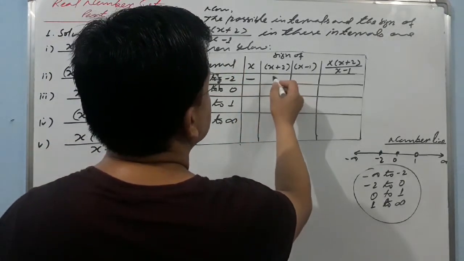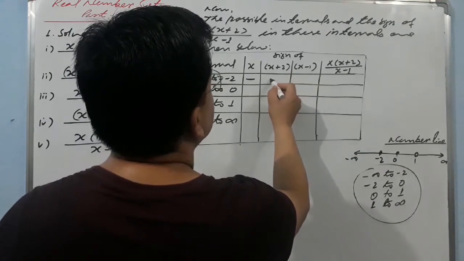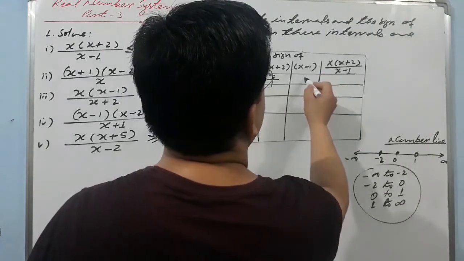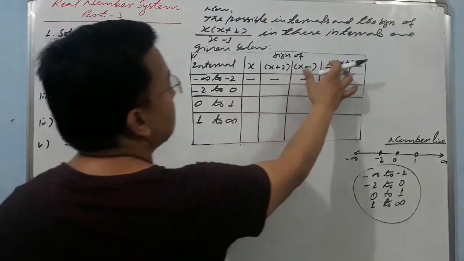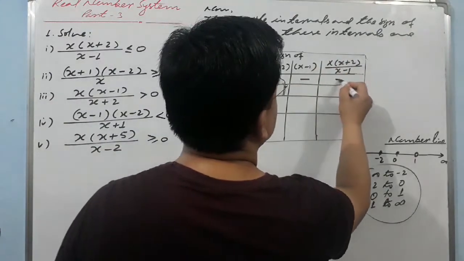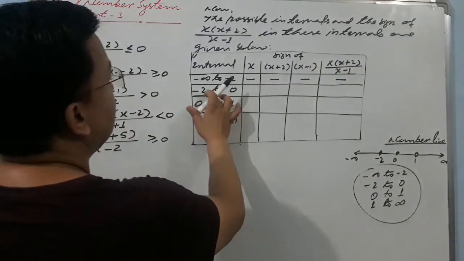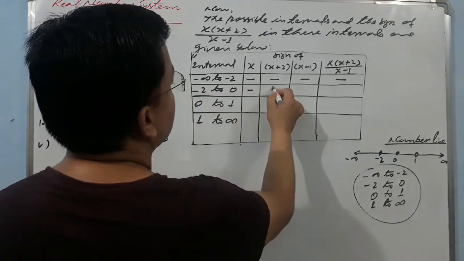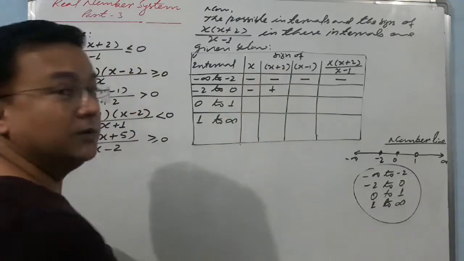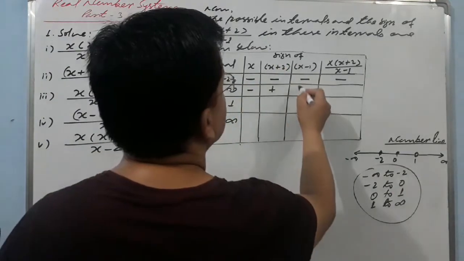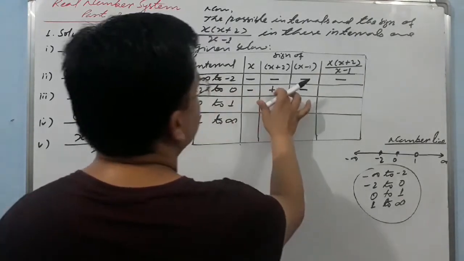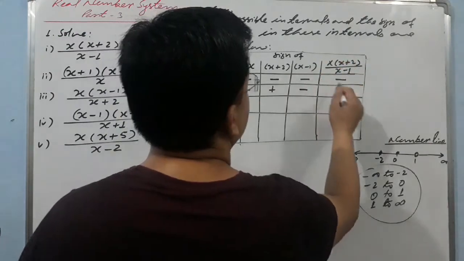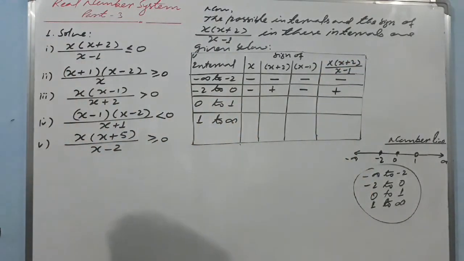So minus 5 plus 2 is negative, and here again x minus 1 is negative, minus 5 minus 1 is negative. Negative upon negative is positive, so... negative into negative, positive upon negative is negative. So here, for the interval minus infinity to minus 2, the sign is negative. Between minus 2 and 0 you can choose any number, say minus 1. Minus 1 plus 2 is positive, and here again negative. Positive upon negative, so it becomes negative, and then for minus 2 to 0 the sign is negative.